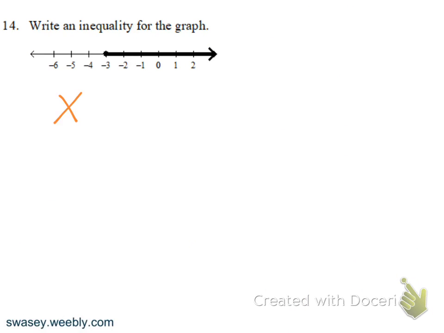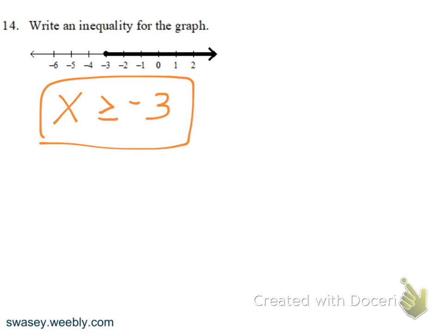Here we're writing an inequality. We're shading to the right, and it's colored in at the -3. So we'll have x is greater than or equal to -3. Now you can use any variable you want there.